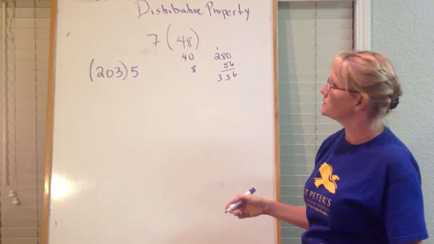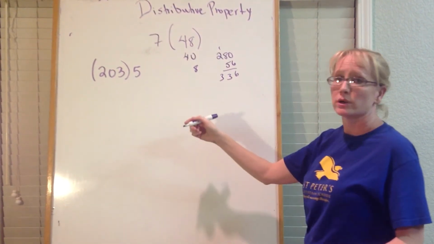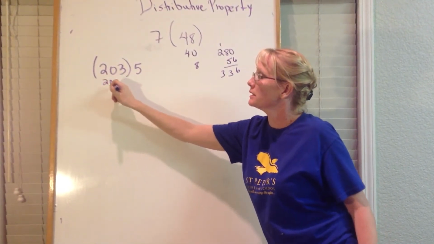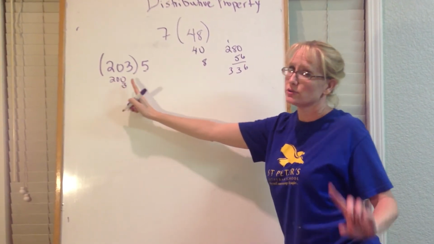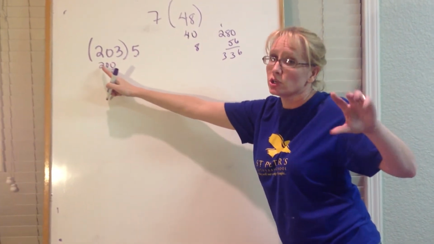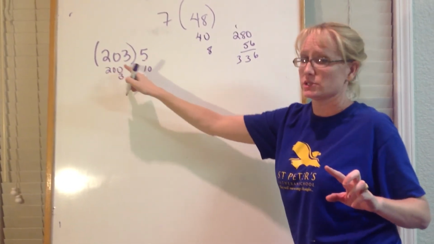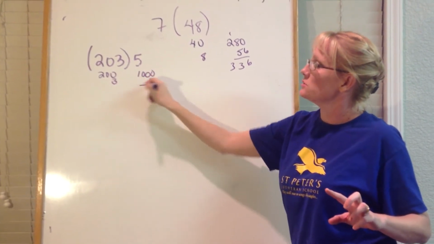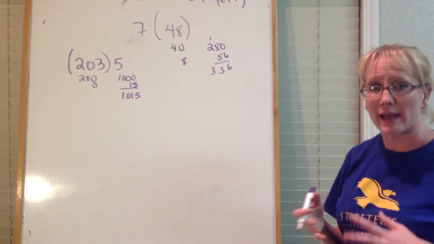Another awesome way of doing this is like 5 times 203. We could do the work, or we could break it apart and realize that 203 is really just a 200 and a 3. 5 times 200: 5 times 2 is 10, plus our 2 zeros is 1,000, and 5 times 3 is 15, so we get 1,015. So that's the distributive property using mental math.